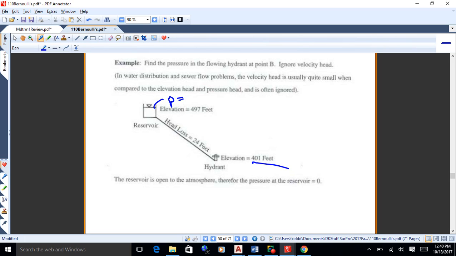What's the pressure up there, do you suppose? Right on the surface of that tank. We're going to ignore atmospheric because we're doing gauge pressure. 0, yeah, okay. So the pressure at the top of that tank is 0.